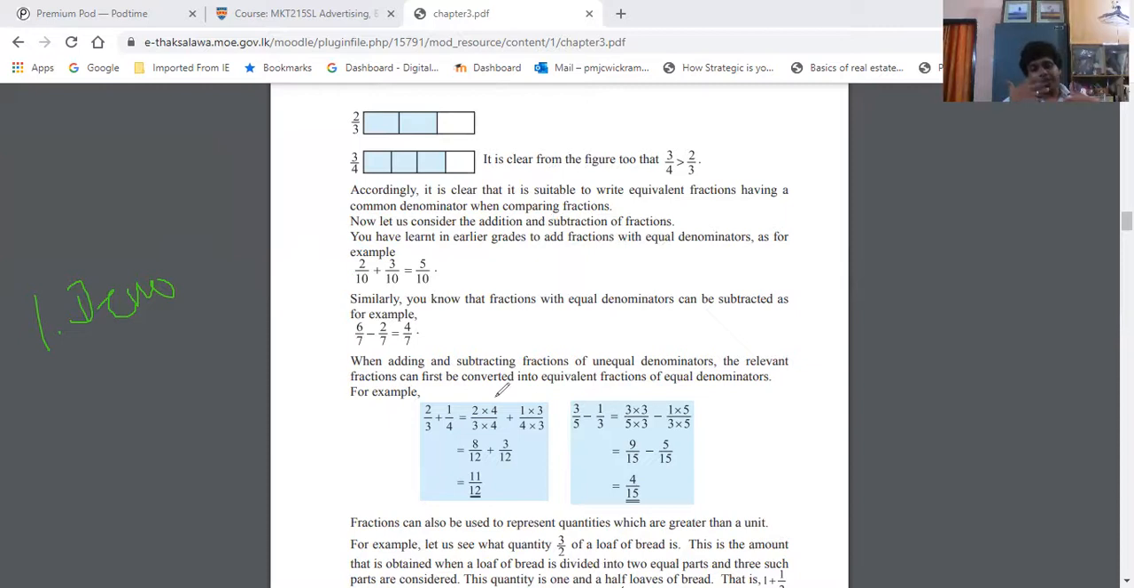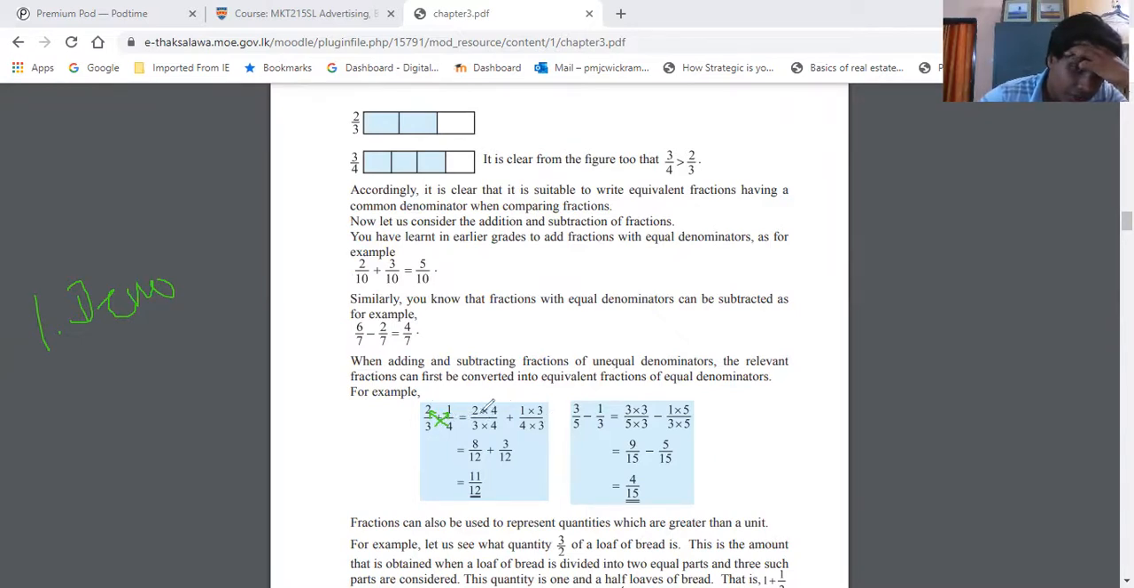When adding and subtracting fractions with unequal denominators, 2/3 plus 1/4, how do we add this? What is our method? We should always cross multiply. That's the simplest method a person can do. But if the numbers get bigger, you can try different methods. I will be teaching those when we are doing more complicated sums. So here it's the simplest form, so hence we cross multiply.